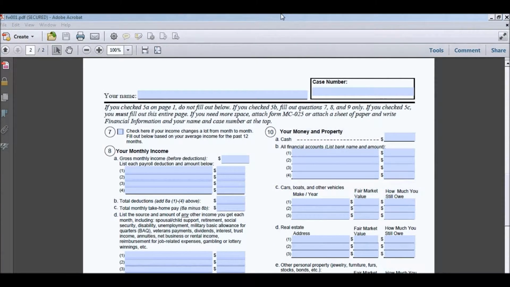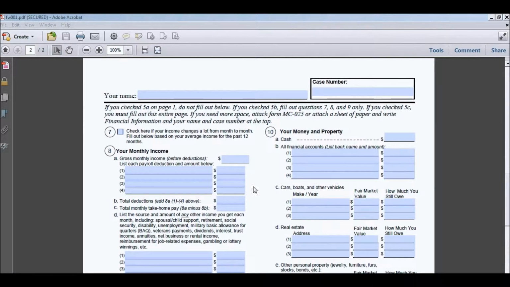Okay, everybody, so in this section of the video, we're going to go over how to fill out this second page of the FW001 form. So again, this is the page that you fill out if you select option 5C and ask for a fee waiver under the court's discretion. In other words, you don't qualify to get a fee waiver automatically.